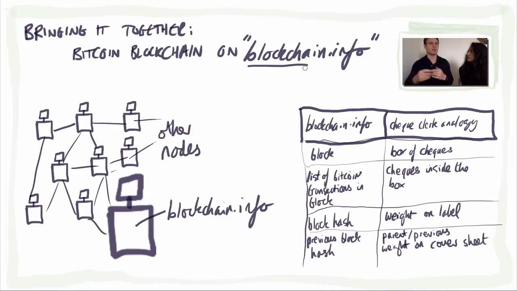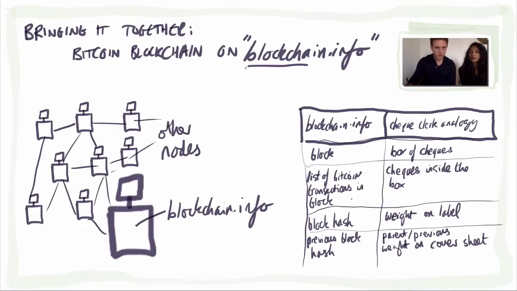Okay, so this is a real blockchain, and it's the actual Bitcoin blockchain as well, which is kind of cool, right? So I'll come back to this table in a second. Basically there's a table here with the equivalent entities in the blockchain.info site and what they correspond to in the real world example, right?